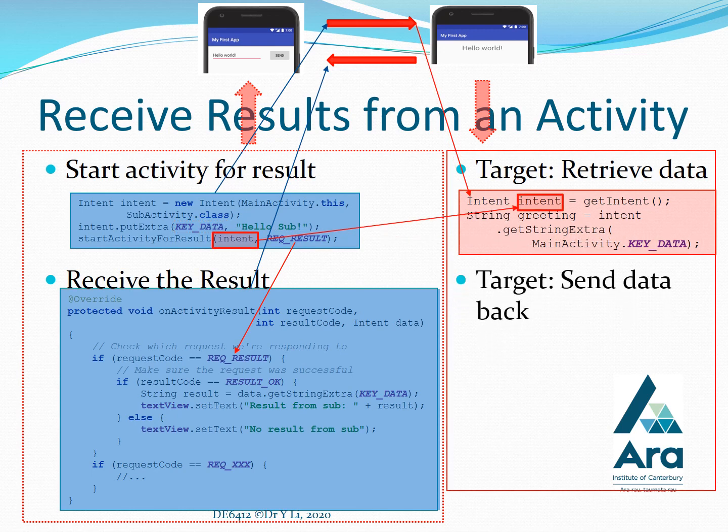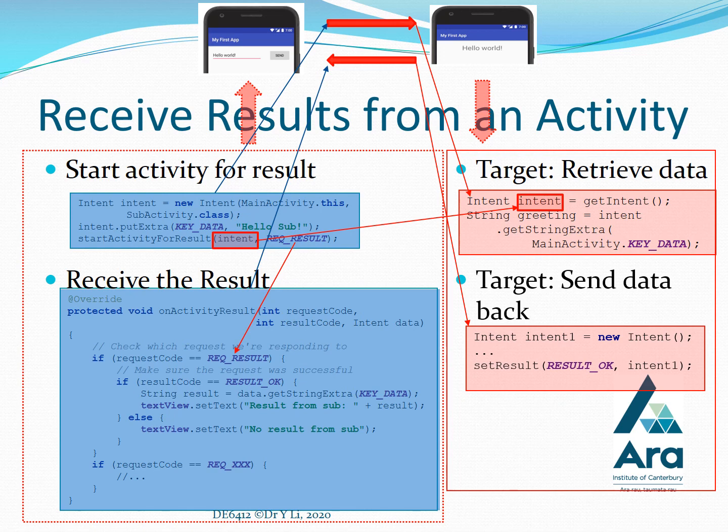To send the data back, we need to create an intent, set the result with it, and then close the activity by calling the finish method. After the sub-activity has finished, the system will call the onActivityResult method using the intent created by the sub-activity with the result code, so that the main activity can process the data held by this intent.